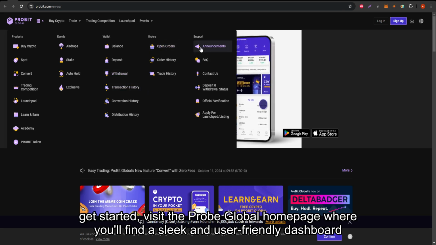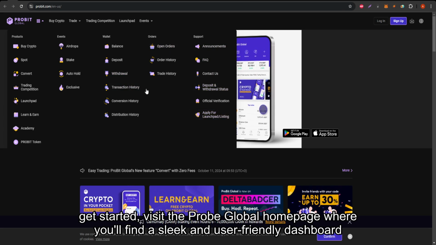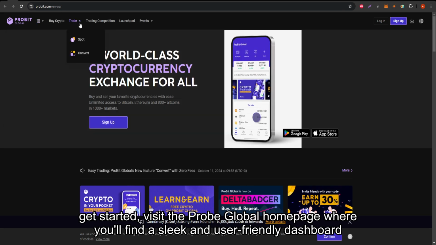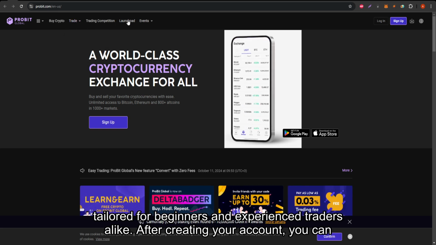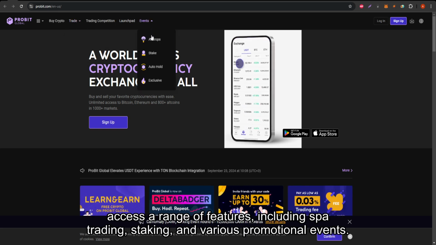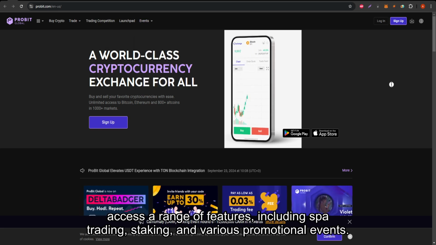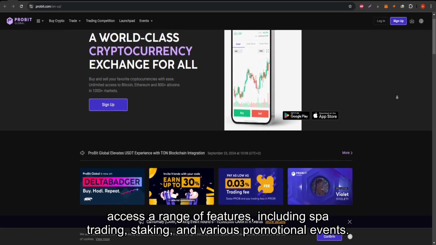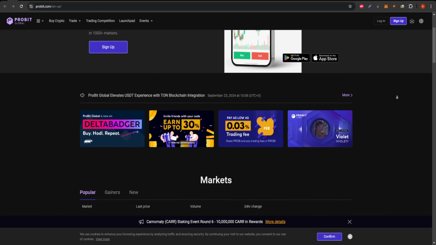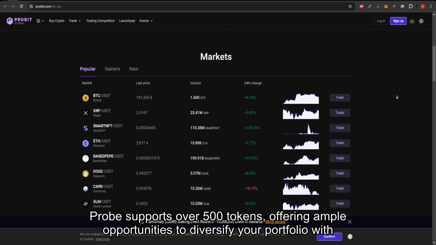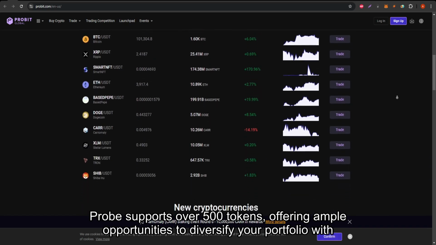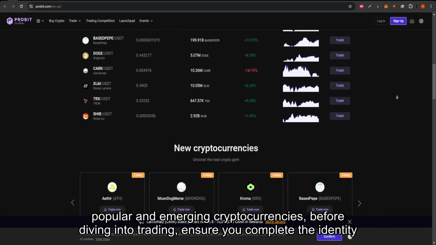To get started, visit the ProBit Global homepage, where you'll find a sleek and user-friendly dashboard tailored for beginners and experienced traders alike. After creating your account, you can access a range of features, including spot trading, staking, and various promotional events. ProBit supports over 500 tokens, offering ample opportunities to diversify your portfolio with popular and emerging cryptocurrencies.